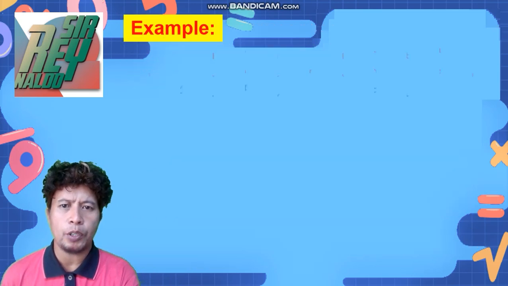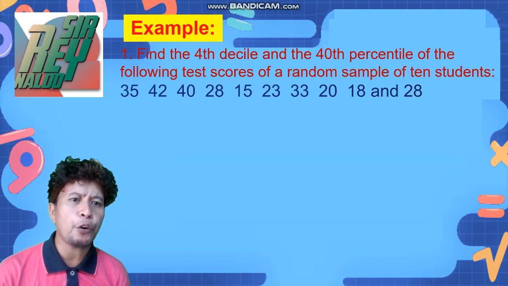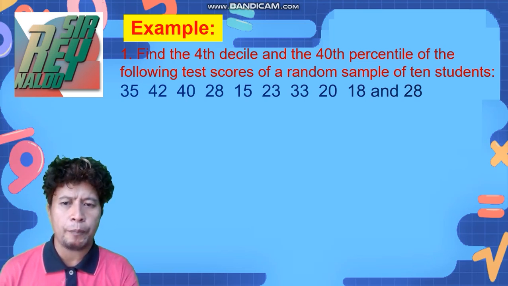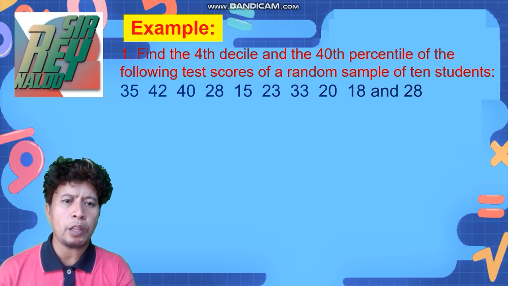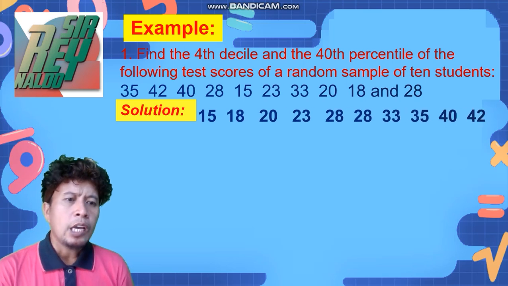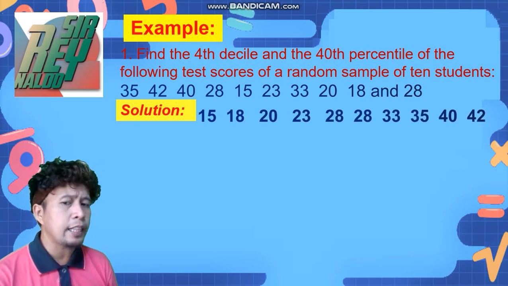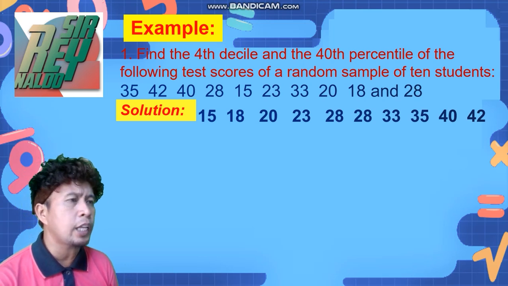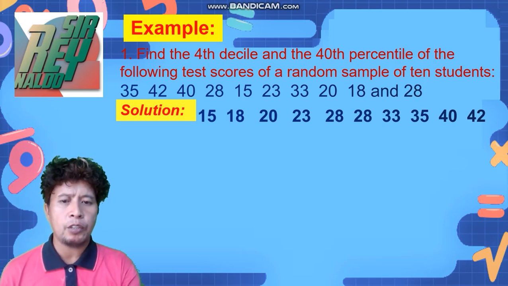Let's have an example. Find the 4th decile and the 40th percentile of the following test scores of a random sample of 10 students. So, we have 35, 42, 40, 28 until those given. So, here is the solution. Arrange them in ascending order. So, 15, 18, 20, 23, 28, 28, 33, 35, 40, and 42.